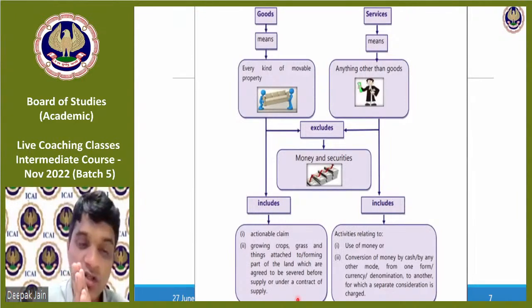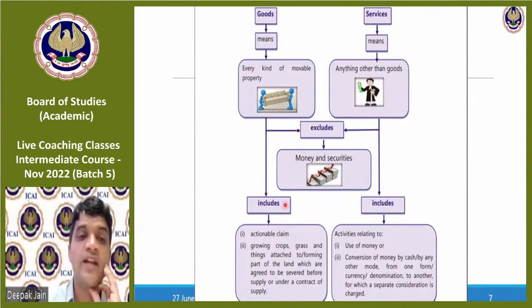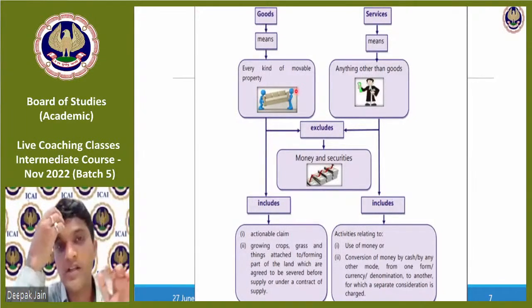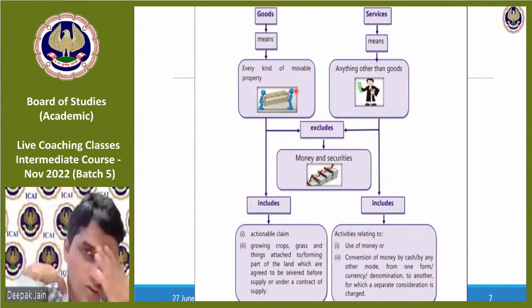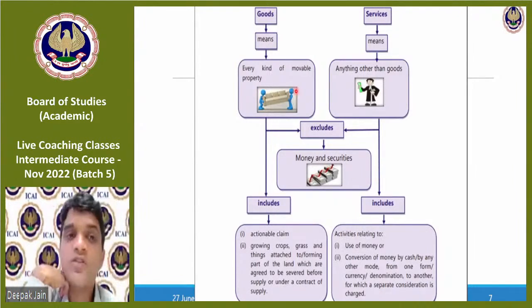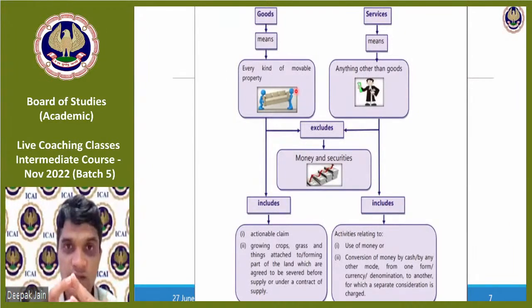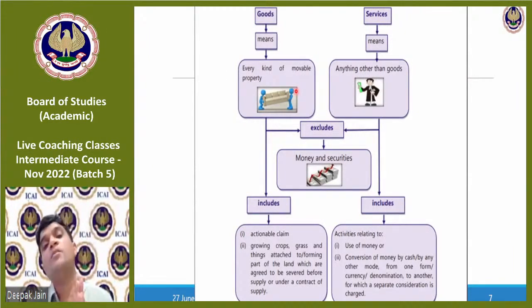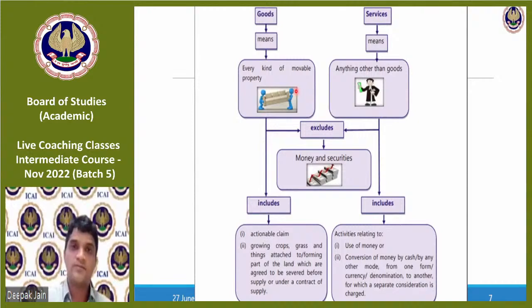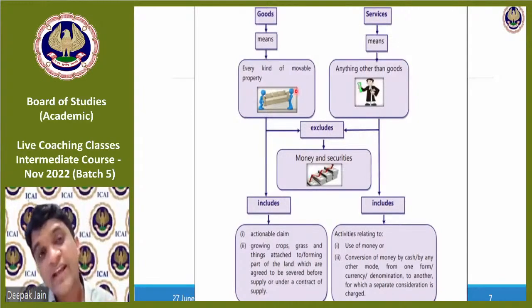Goods means what? Goods means every kind of movable property. Correct? So firstly, it should be a movable property. If it is immobile, it is not goods. Fine. Goods means every kind of movable property, but excludes money and securities. Okay. Money and security is excluded, but it includes actionable claim.